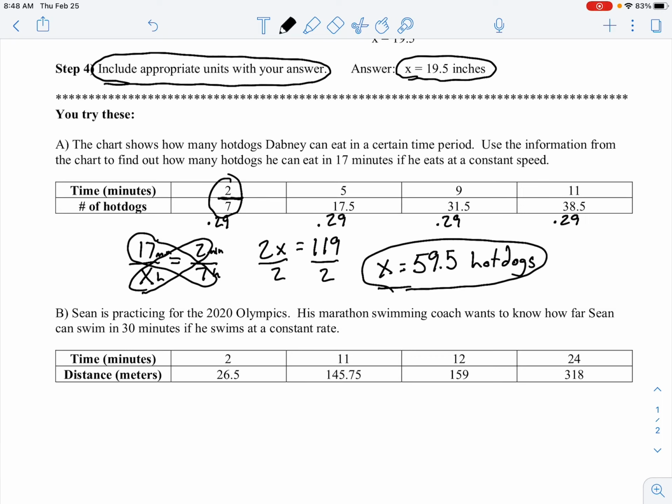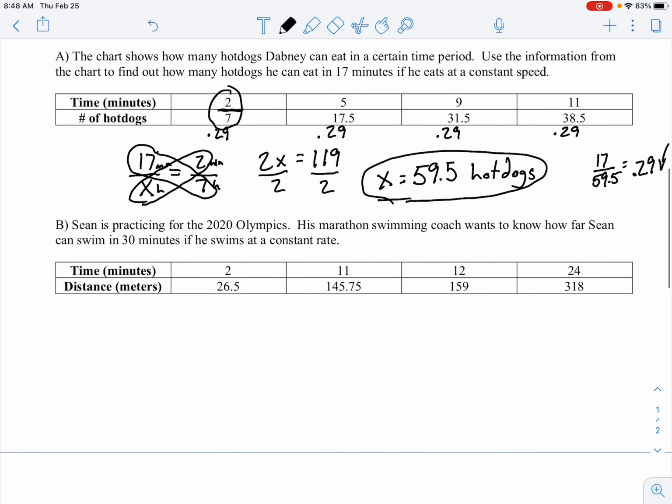All right, and just to be absolutely sure, we're going to divide our 17 minutes divided by 59.5 hot dogs. 17 divided by 59.5. Double checking. We get the same decimal as before, that we are rounding to the same place. So we know this checks out, and we know we did a good job with it.